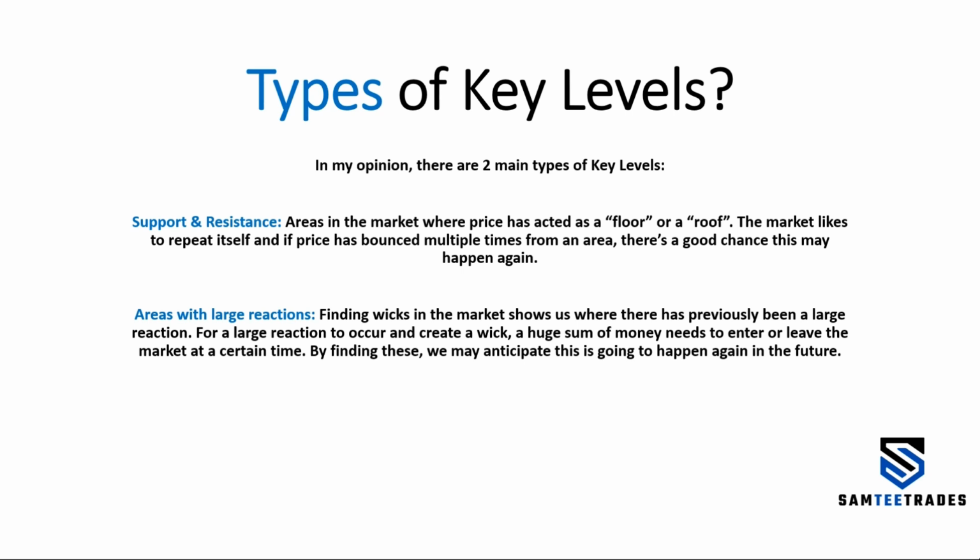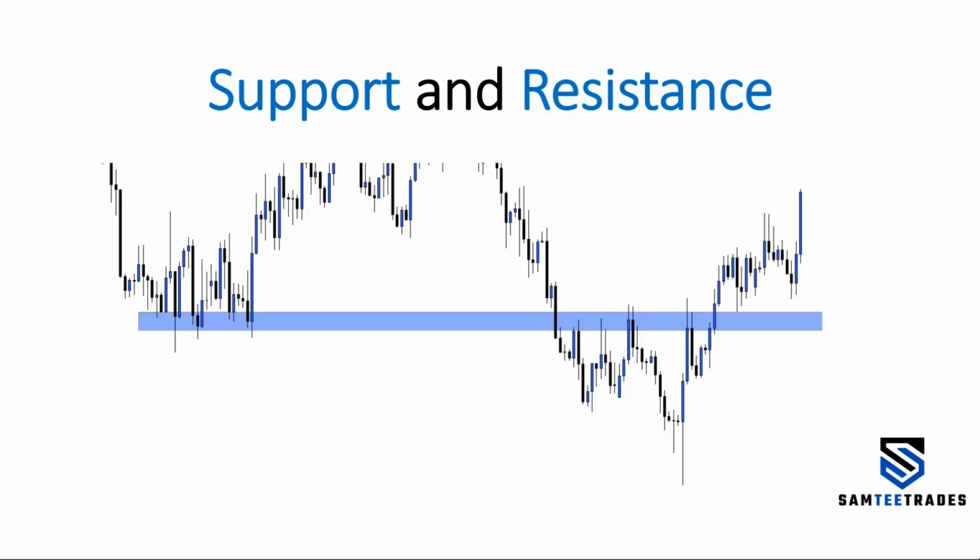So basically, by identifying these key levels, whether it's the support, resistance, the wicks, whatever it may be, we may anticipate what is going to happen in the future. So first of all, let's look at a support and resistance area. This here is pretty simple. You can see on the left hand side we have got support. On the right here we've got resistance, and then price broke this area, retested it as support.